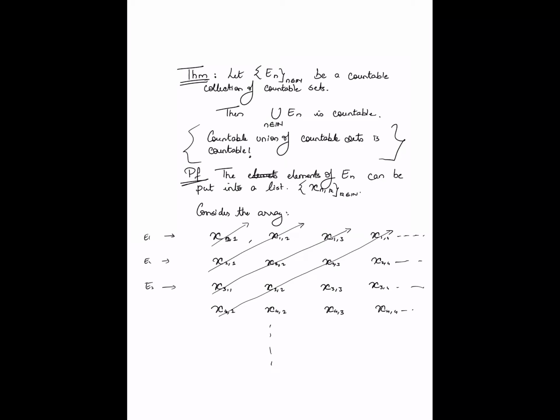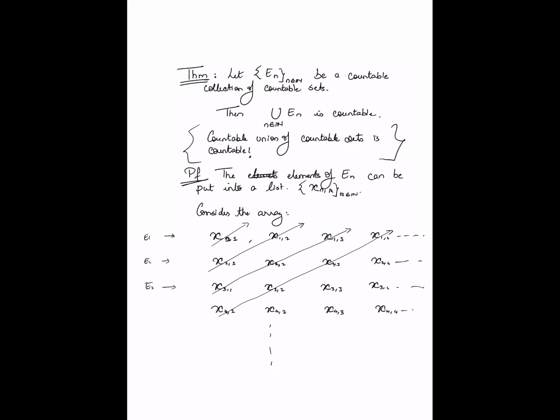So my first element is x_{1,1}, then I take x_{2,1}, x_{1,2}, then I take x_{3,1}, x_{2,2}, x_{1,3}, then I take x_{4,1}, x_{3,2}, x_{2,3}, x_{1,4}, and so on. The thing to convince yourself of is that when I do this so-called diagonal sweep of this two-dimensional array, I will end up arranging the elements of the array into a list such that every element of the array shows up exactly once in my list.